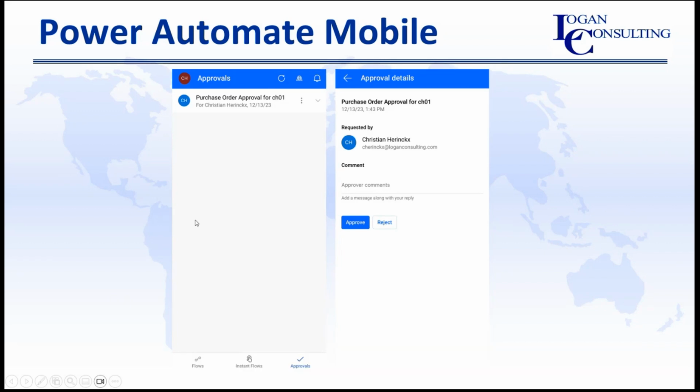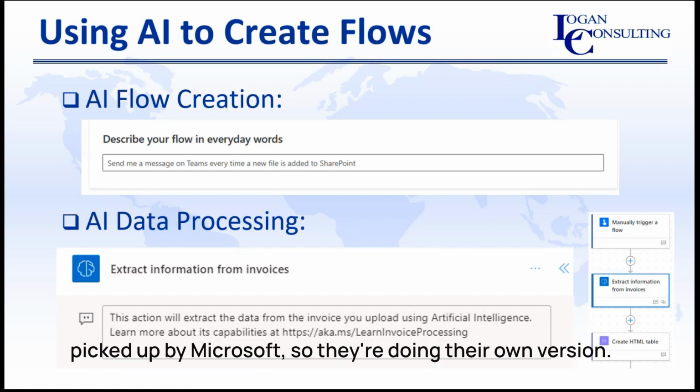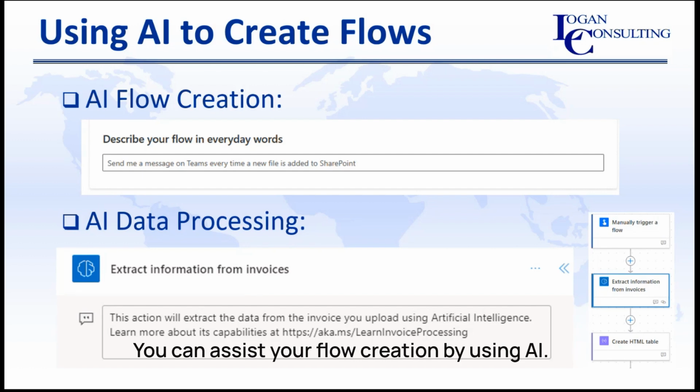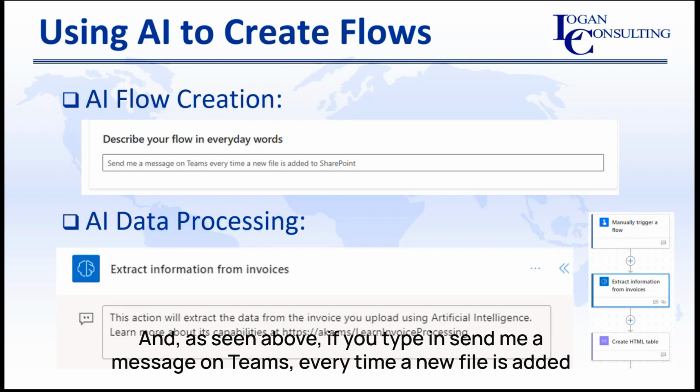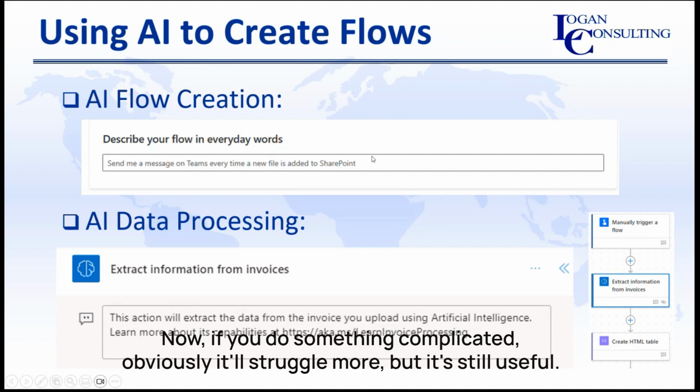Works pretty well. And lastly, I'll be showing an AI demo, but overall, the recent increase in AI-based code creation has definitely been picked up by Microsoft. So they're doing their own version. You can assist your flow creation by using AI. It'll generate a flow by what you put in. And as seen above, if you type in send me a message on Teams every time a new file is added to SharePoint, it'll create this flow, no problem. Now, if you do something complicated, obviously it'll struggle more, but it's still useful.